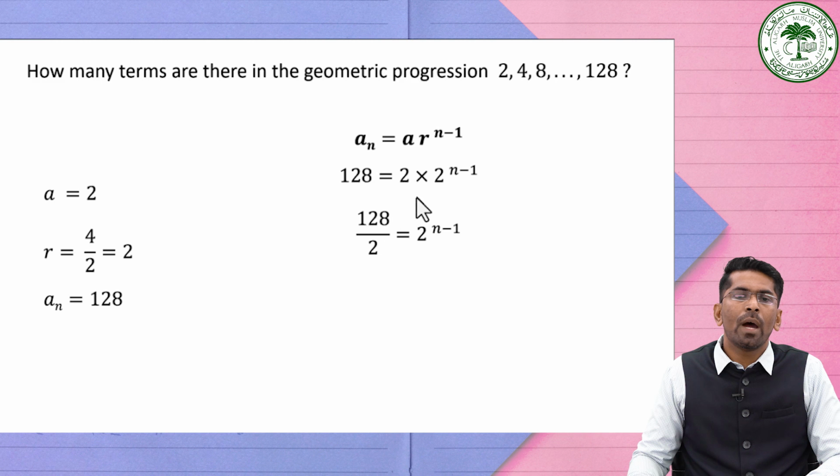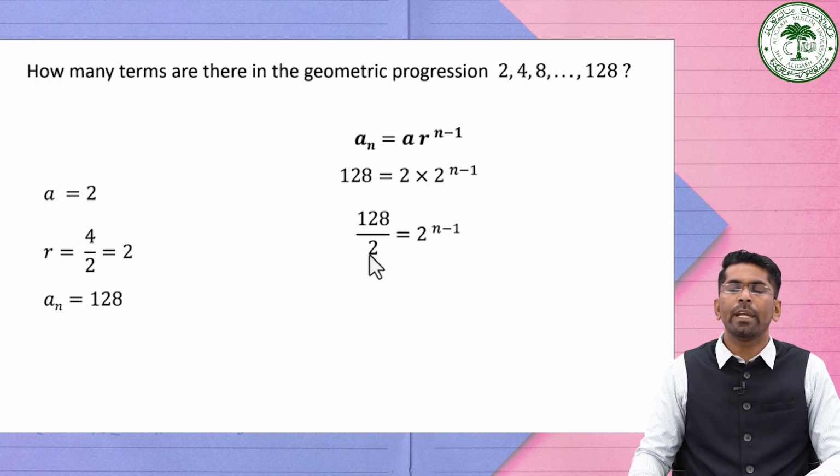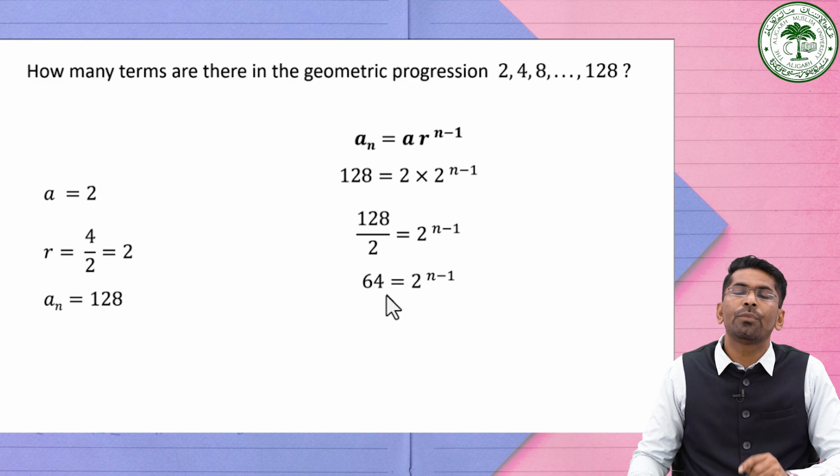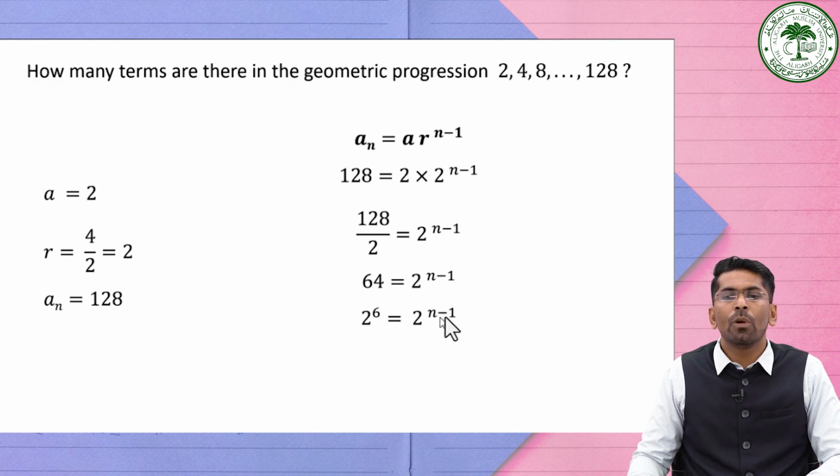Then it will become 128 divided by 2. I am taking this 2 into the denominator side, so it will become 128 divided by 2. What is remaining here is 2 raised to the power n minus 1. 128 divided by 2 is equal to 64, which is equal to 2 raised to the power n minus 1. Again, here the base is 2. Here 64 can be written as a base of 2, which is 2 raised to the power 6, which is equal to 2 raised to the power n minus 1.